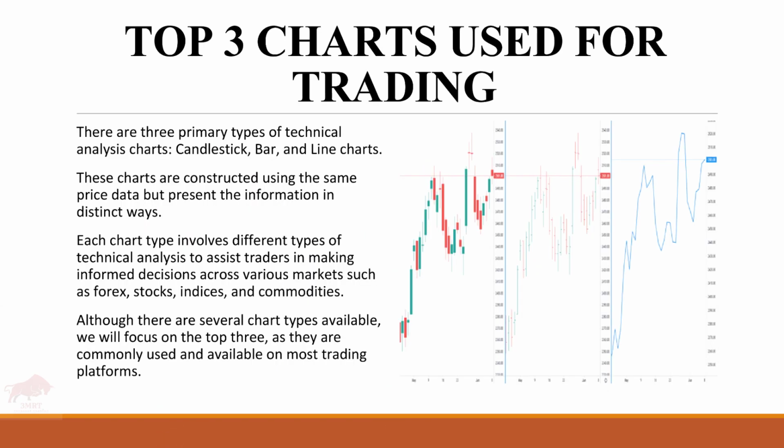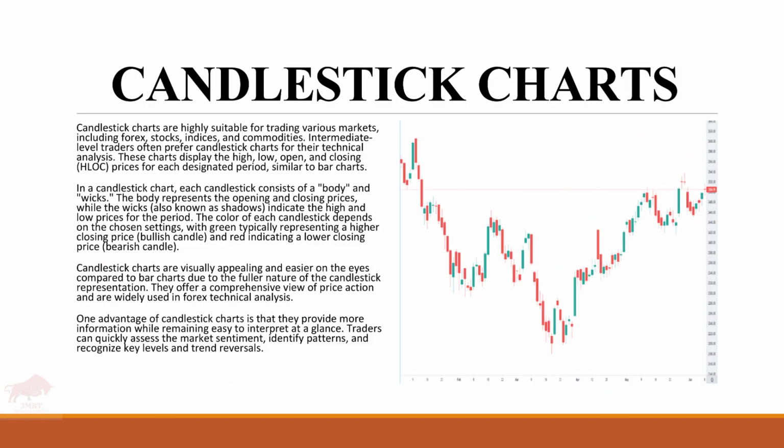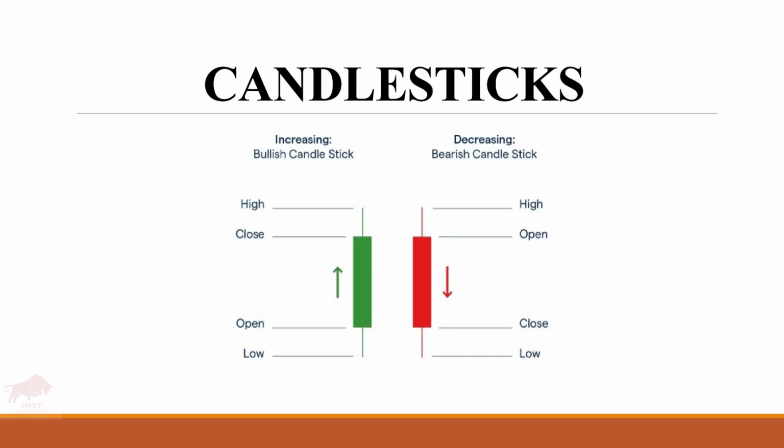Although there are several chart types available, we will focus on the top 3 as they are commonly used and available on most trading platforms. Candlestick charts, with their distinct patterns and formations, allow us to identify market sentiments and potential reversals. Each candlestick consists of 4 main components: the open, high, low, and close. The body of the candlestick represents the price range between the open and close, while the wicks, also known as shadows, indicate the high and low prices during that period.